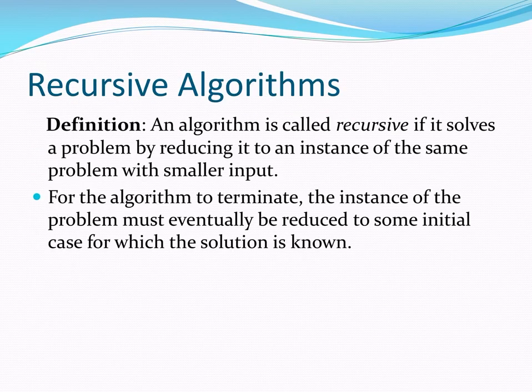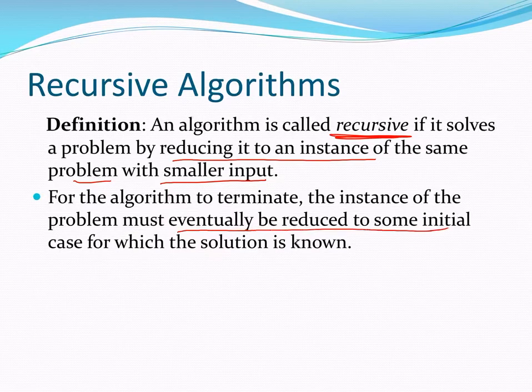All right, so an algorithm is said to be recursive if it solves a problem by reducing it to the same type of problem but with smaller input. And then in order to terminate, it must eventually get down to an initial case for which the solution is known, and you can think of that as the basis case.